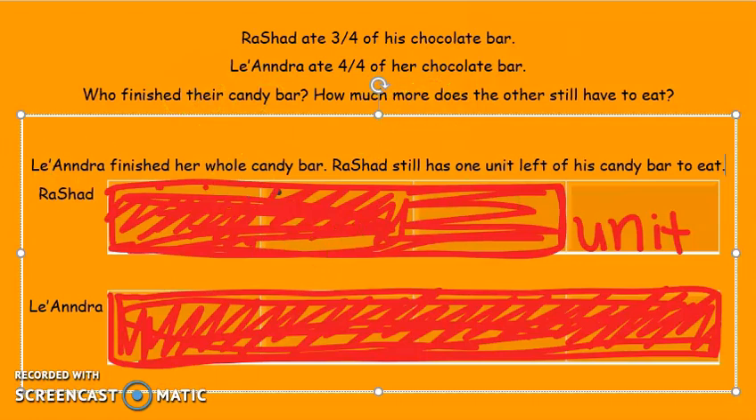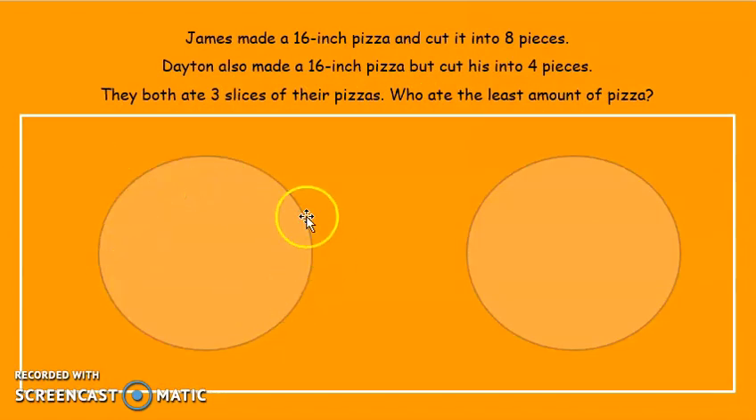Let's see what the next problem has for us. This one I'm using circle graphs instead of bar graphs. So this one you'll probably have to draw, because I didn't put any models, and unless somehow you have circle graphs at home, I think we're going to have to draw it, and you'll get to see me draw a little bit too. So it says, James made a 16-inch pizza and cut it into 8 pieces. Dayton also made a 16-inch pizza, but cut his into 4 pieces. They both ate 3 slices of their pizza. Who ate the least amount of pizza? So we're not looking for most right now. We're looking for the smaller number.